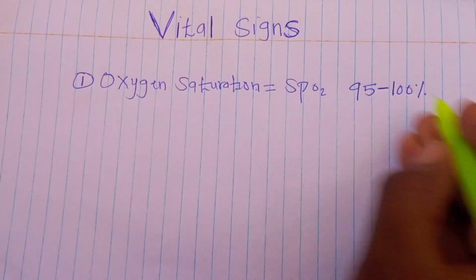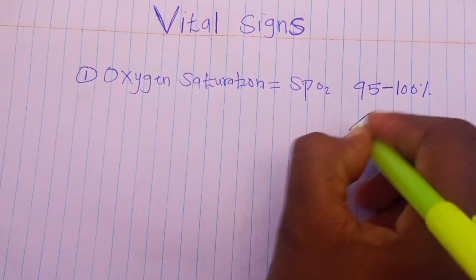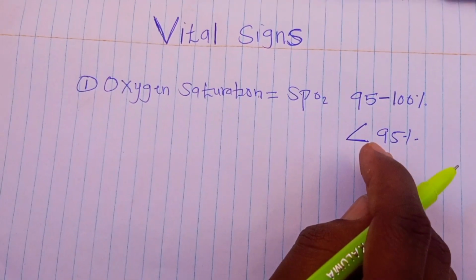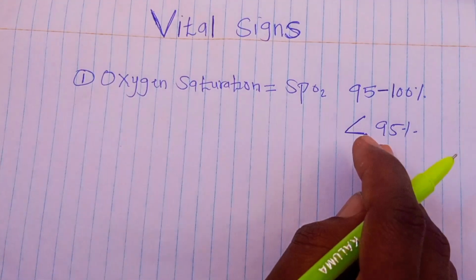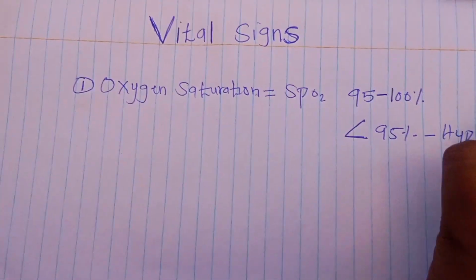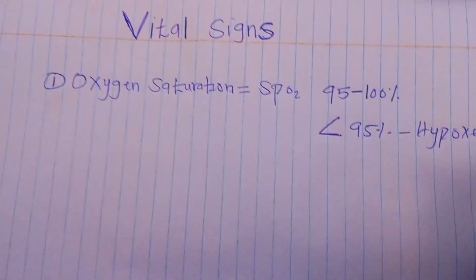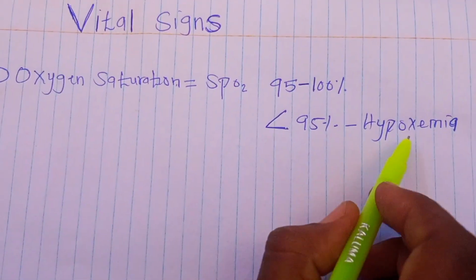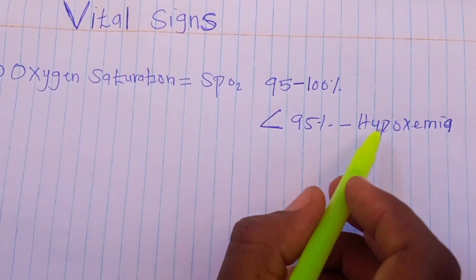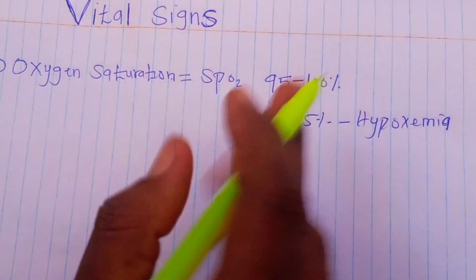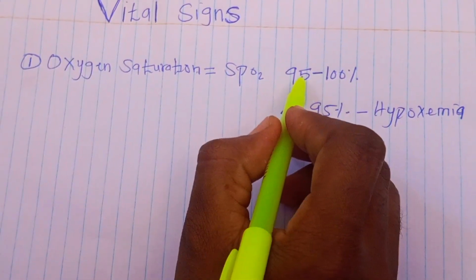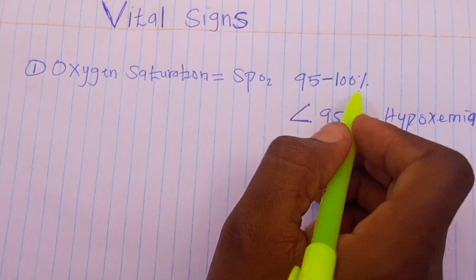Any value that is less than 95 percent is considered to be low blood oxygen. A low blood oxygen is called hypoxemia. So a pulse oximeter reading less than 95 is a low blood oxygen level, which is known as hypoxemia. But the normal range, 95 to 100, is considered to be normal.